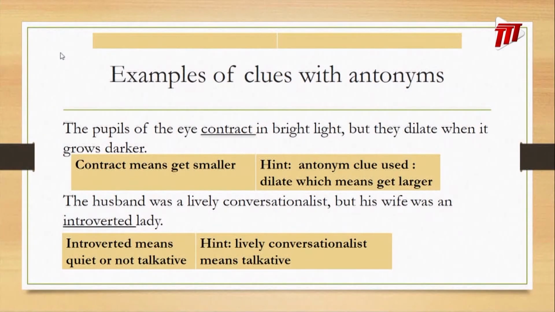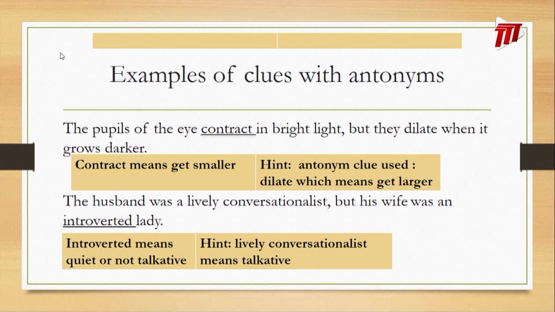The husband was a lively conversationalist, but his wife was an introverted lady. Isn't it nice to have it the other way around here? So, what does introverted mean? What's the signal word? In this sentence, we are hearing that the husband is one way and the wife is another way. She's an introvert and he's a lively conversationalist. The signal word was but.